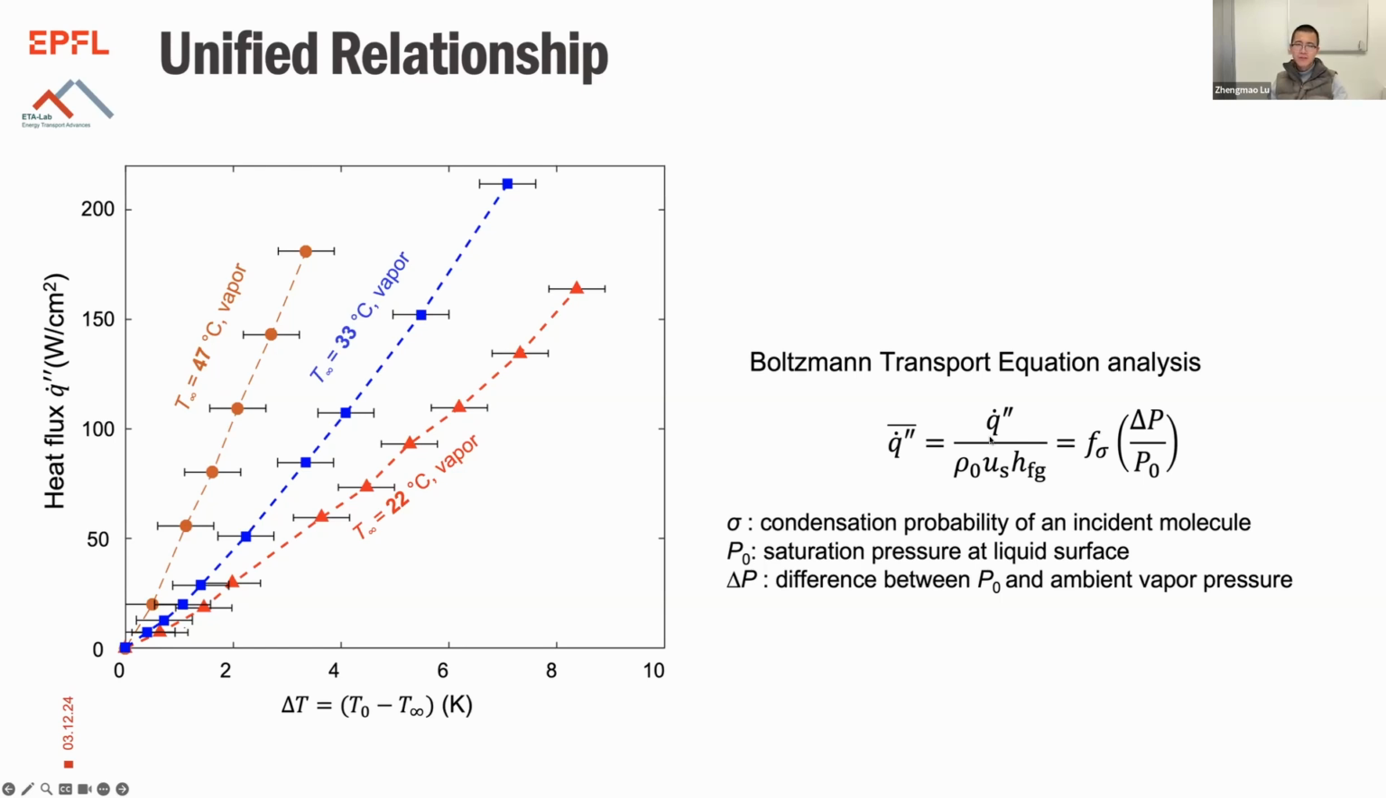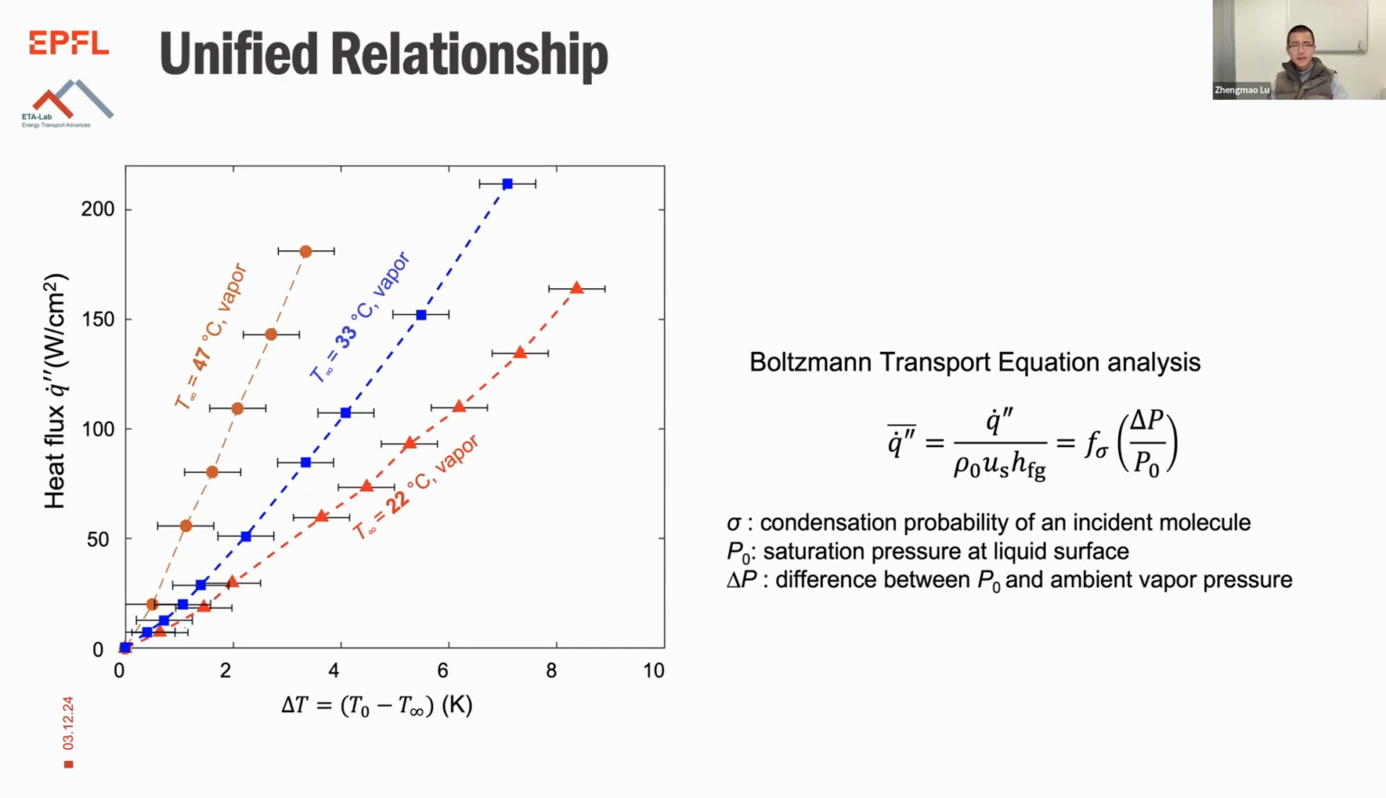Based on the Boltzmann transport equation, it should only be a function of the normalized pressure difference. P naught here is the saturation pressure at the liquid surface, and delta P is the difference between P naught and your ambient far-field vapor pressure. The information of the BTE is contained in this functional form F, and sigma here is your boundary condition. The physical meaning is that if you have a molecule approaching a surface, sigma signifies the probability of it condensing into liquid instead of being reflected away.